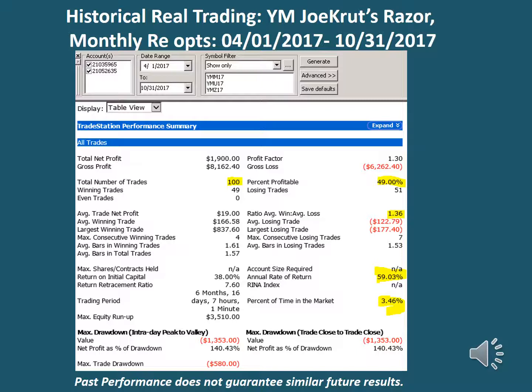But this took us 6 months and 16 days, so almost 7 months of time, to make $1,900. I'd been watching the volatility in the NASDAQ and saw that it was a little more volatile, and so I decided to keep the same system that was working well, but to put it into a more volatile item. Let's look at that.